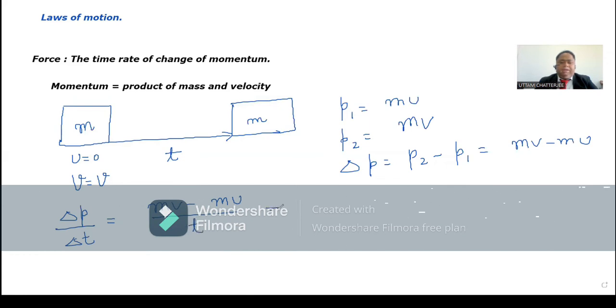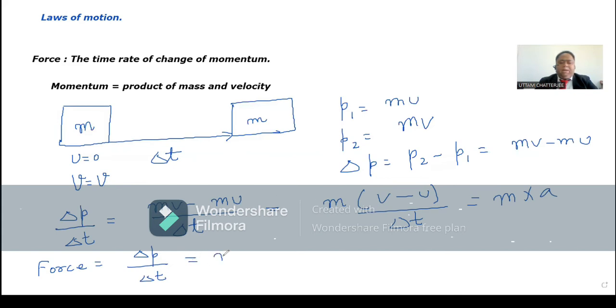Here we can take mass as common: m into v minus u, by change in time, delta t. So it comes out to be mass into acceleration, because v minus u by t is equal to acceleration. So we can say that force, which is the rate of change of momentum, is equal to mass into acceleration, and it is a vector quantity. It has both magnitude and direction.